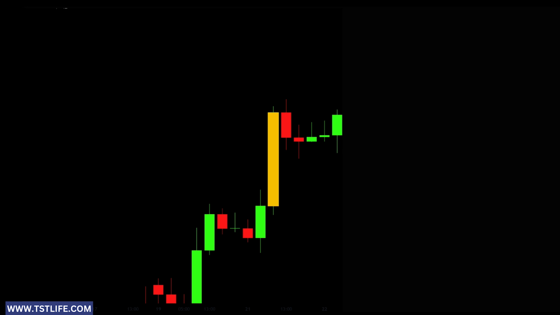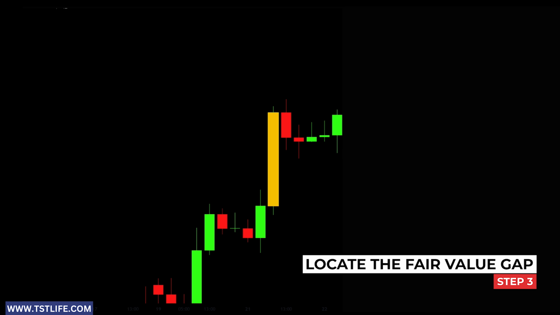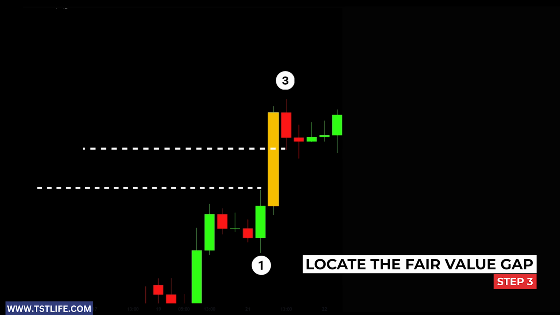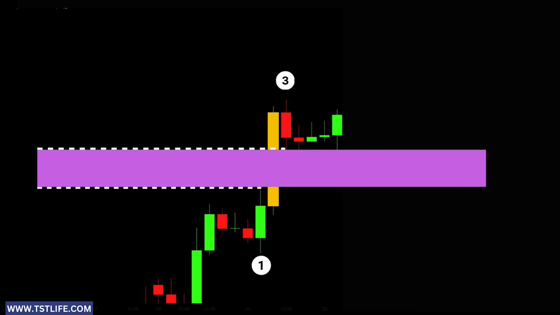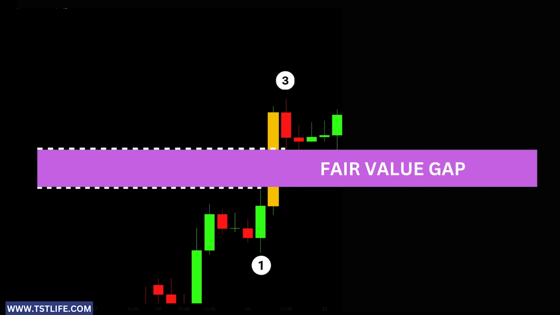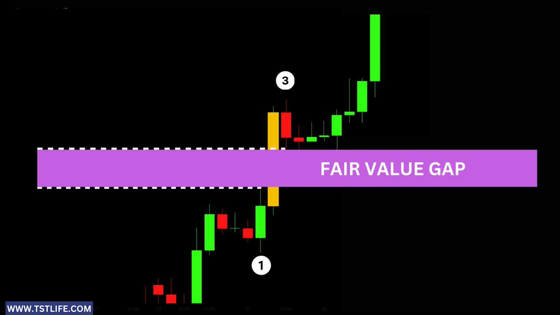Step 3. Define the fair value gap. The fair value gap is the price range between the high of candle 1 and the low of candle 3. This gap represents an area where price moved quickly, leaving unfilled orders, creating a potential zone for price to return to in the future.